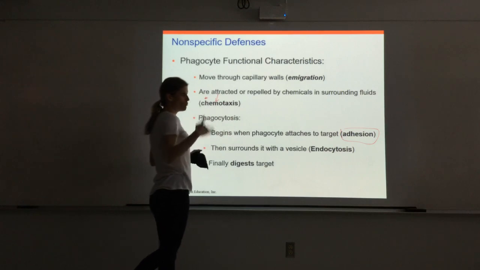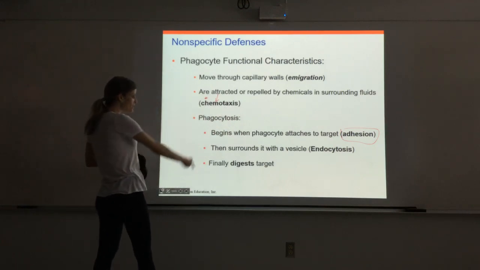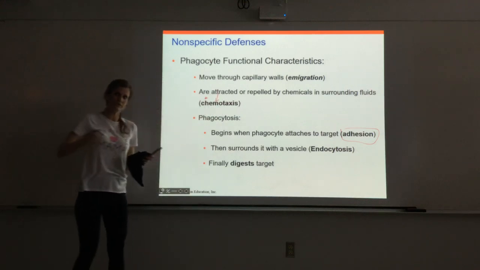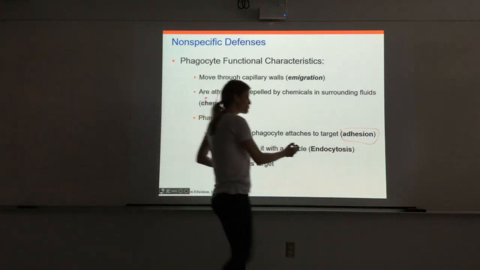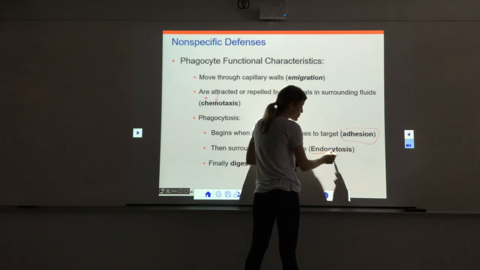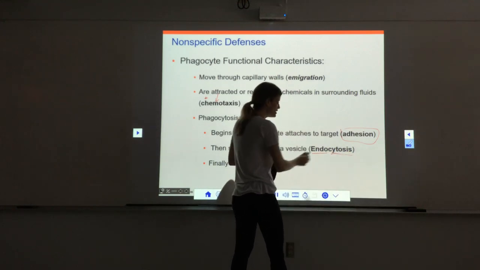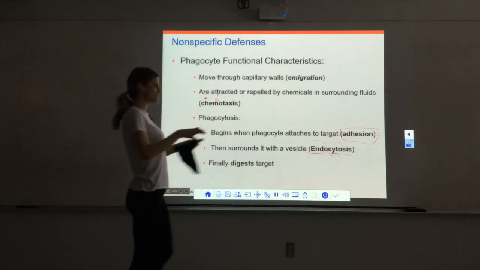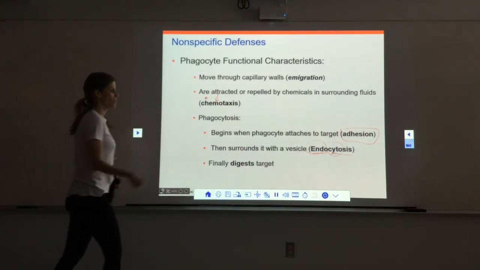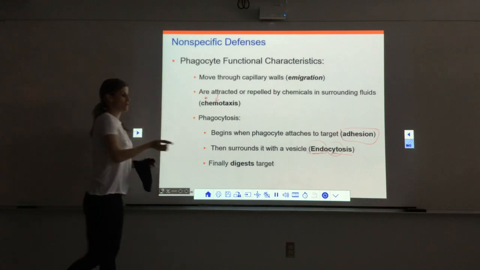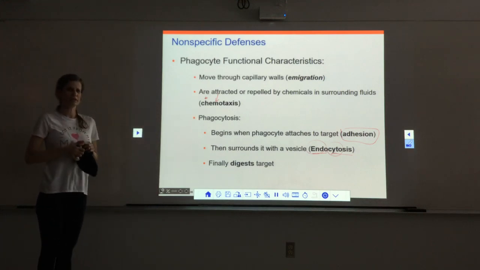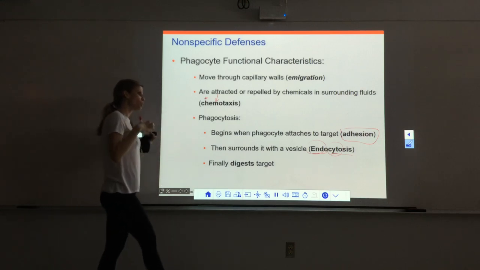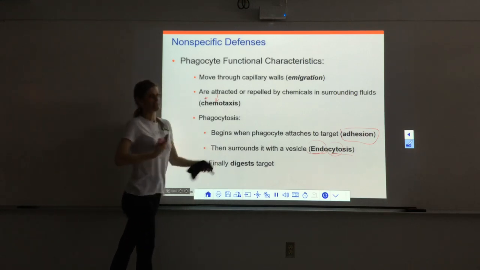After it adheres to multiple binding sites on the target, it then creates a vesicle around the target and pulls it in. Remember, anytime we bring something within the cell in a vesicle, we call that endocytosis. Endo is within, cyto is the cell. So pulling it into the cell is endocytosis. If we're talking about a solid, it's phagocytosis. What was it called if you pull in a liquid? Pinocytosis. Once we pull the target in, at that point we can digest it.